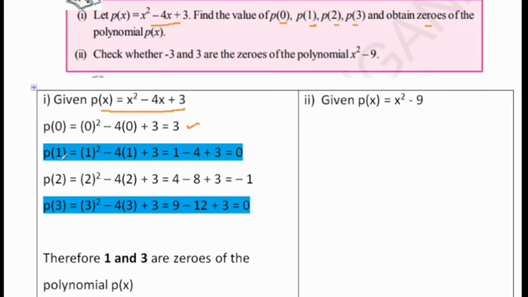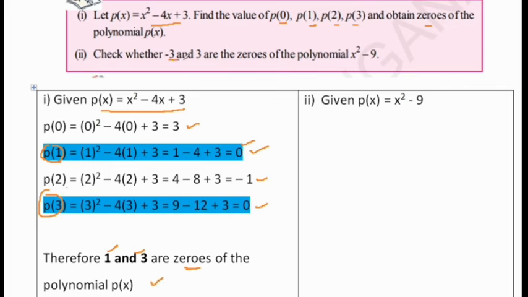P of 1, we have to replace the value of 1 in the polynomial x square minus 4x plus 3 and the value is 0. P of 2 value is minus 1. P of 3 value is 0. Clearly P of 1 and P of 3, the result is 0. Therefore 1 and 3 are zeros of the polynomial. The reason 1 and 3 are zeros of the polynomial is because after replacing 1 and 3, the answer is 0. Therefore 1 and 3 are zeros of the polynomial P of x.